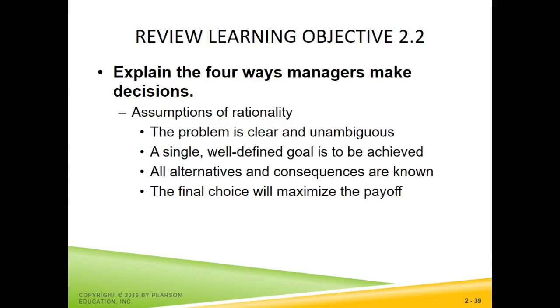So moving on to the second learning objective for the chapter, we've explained the 4 ways managers make decisions. The assumptions of rationality are as follows. The problem is clear and unambiguous. A single well-defined goal is to be achieved. All alternatives and consequences are known, and the final choice will maximize the payoff. Remember that bounded rationality says that managers make rational decisions, but are limited by their ability to process information.